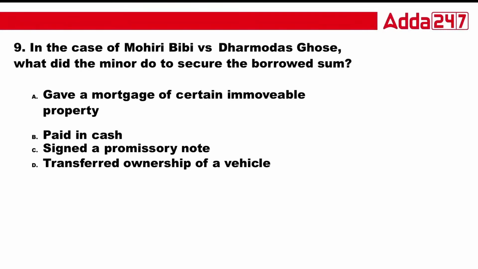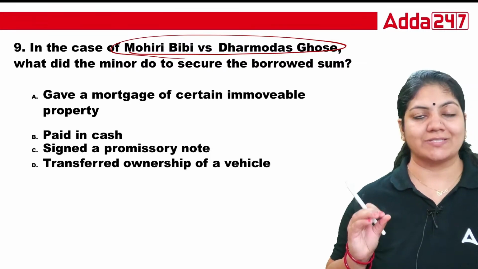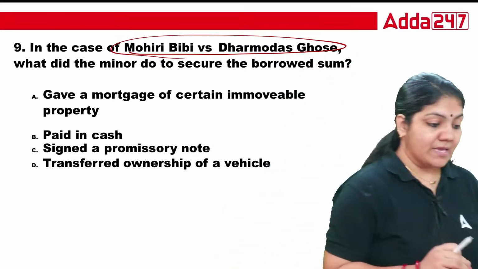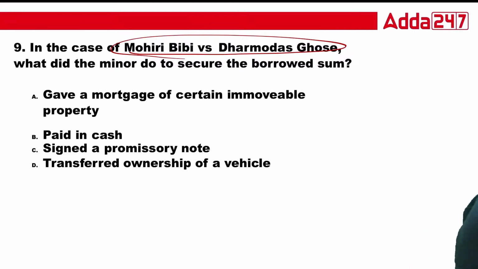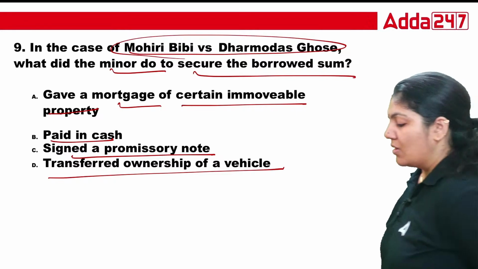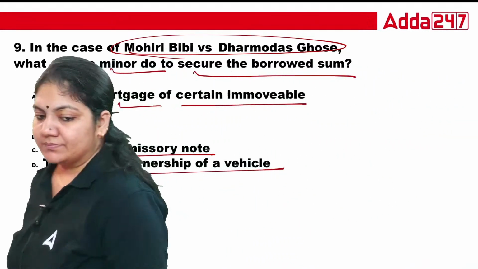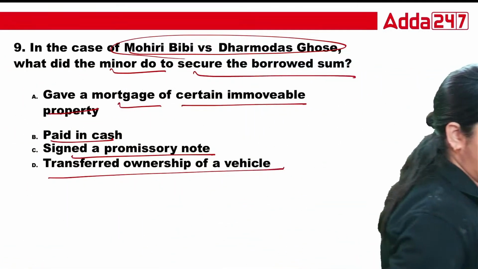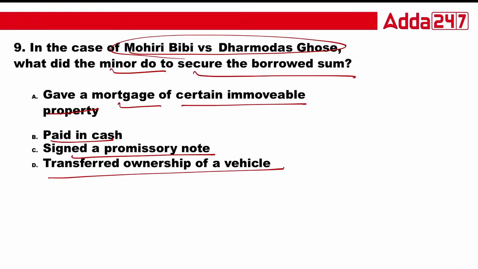Okay, next one. In the case of Mohori Bibee versus Dharmodas Ghose, that is the landmark case in which it was held that any agreement made by a minor is void ab initio. So in that case, what did the minor do to secure the borrowed sum? Gave a mortgage of certain immovable property, paid in cash, signed a promissory note, or transferred ownership of a vehicle. What is the right answer?